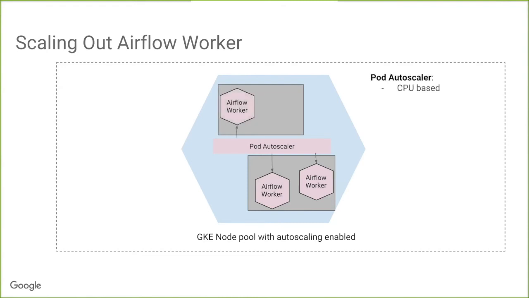So to review, you have this pod autoscaler. That's minimum replicas and maximum replicas, and that will determine how many Airflow workers there are. Then there's a node autoscaler. That's resource-based, so you can set a min size and max size.